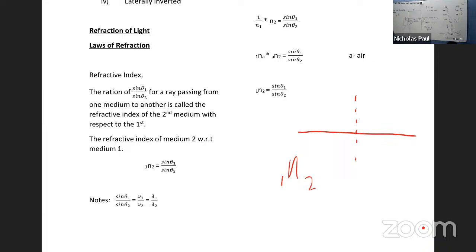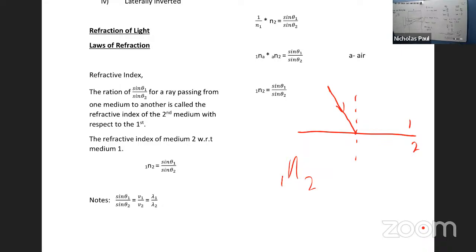You have your normal. Take a look on the screen. If you have a ray coming in here, that ray is in medium 1, and it's going to medium 2. So what is doing the refracting there? Medium 2. Medium 2 is doing the refracting with respect to medium 1, because it's going into medium 2.